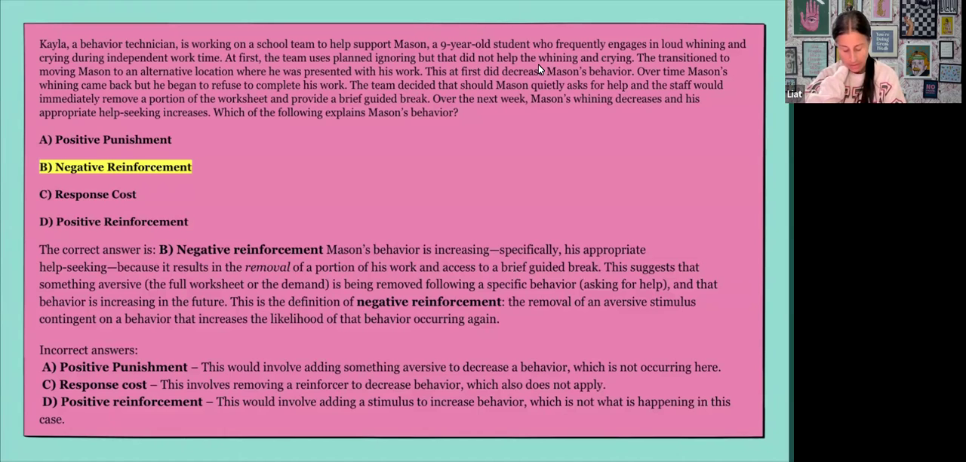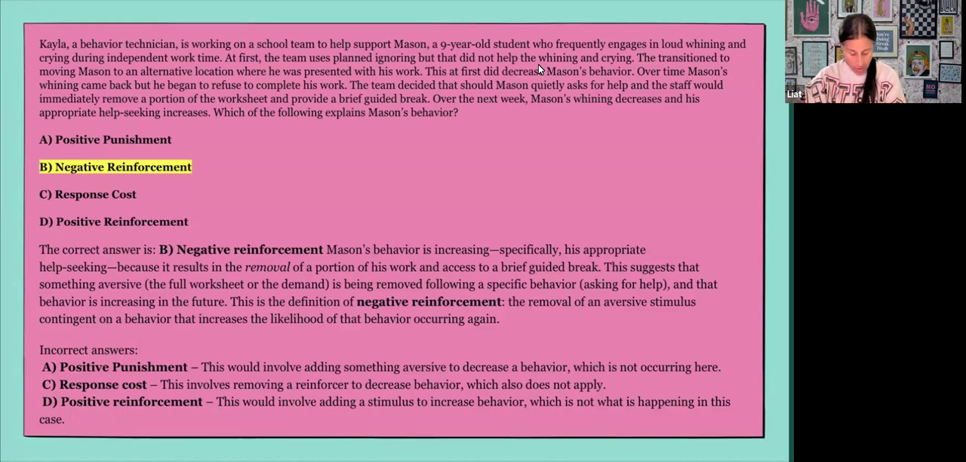All right, so we know our correct answer is going to be negative reinforcement because Mason's behavior is increasing, specifically his appropriate help-seeking behavior, because it results in the removal of a portion of his work and access to a brief guided break. This suggests that something aversive, the full worksheet or the demand, is being removed following a specific behavior, asking for help, and that behavior is increasing in the future. This is the definition of negative reinforcement: the removal of an aversive stimulus contingent on the behavior that increases the likelihood of the behavior occurring again.